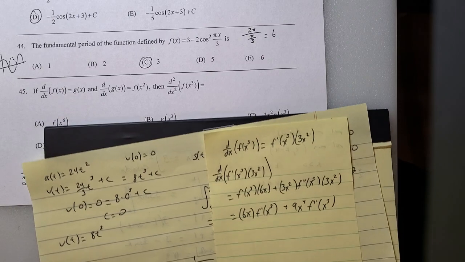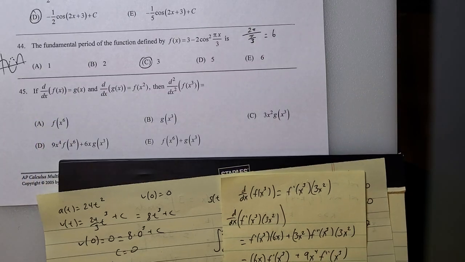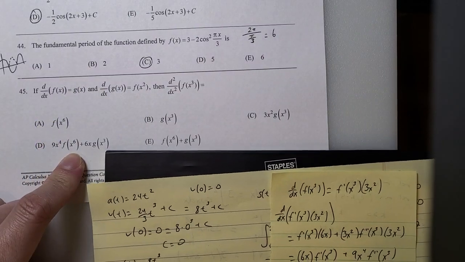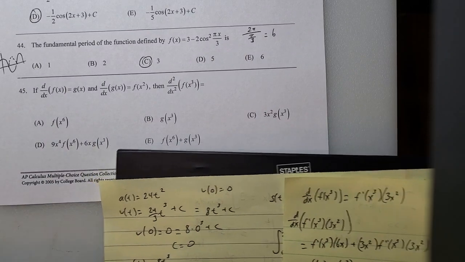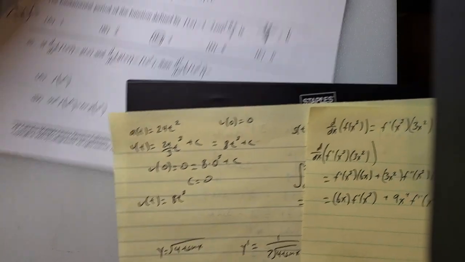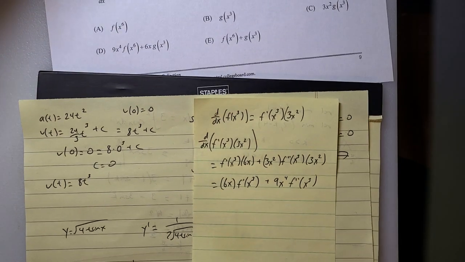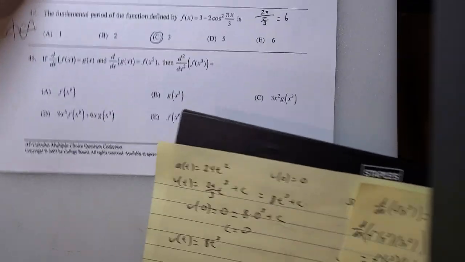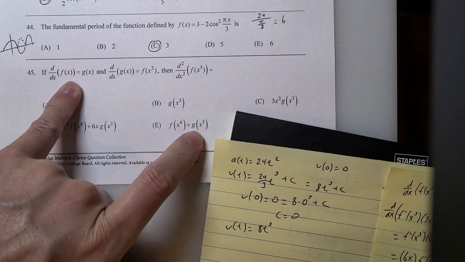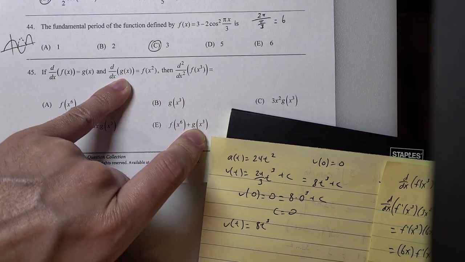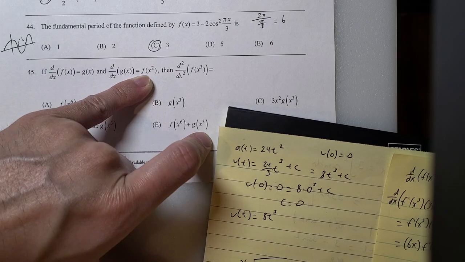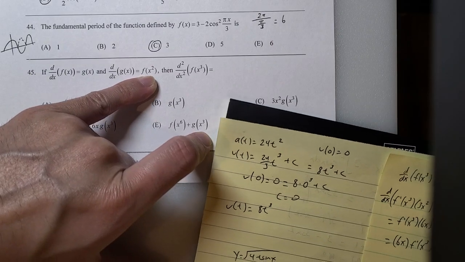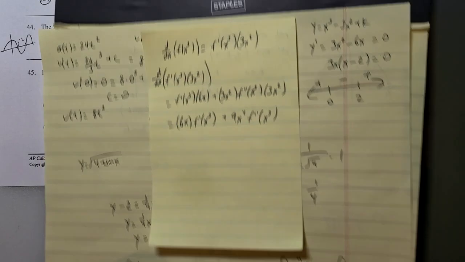Okay, so it looks something like this. Would that be the answer? So let's try to see if we can make it look more like that. Okay, we know that the derivative of g is f of x squared.